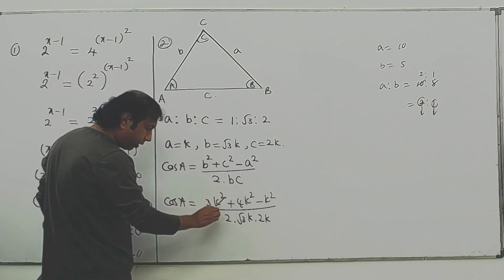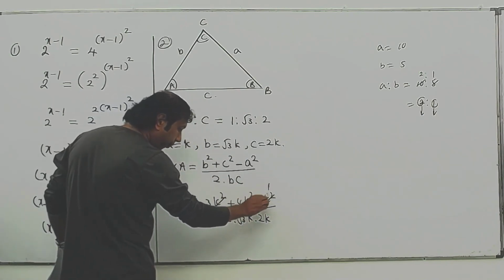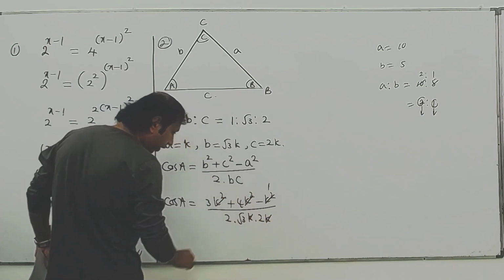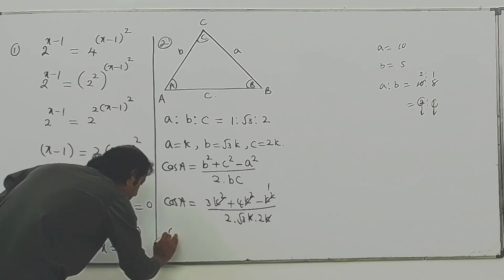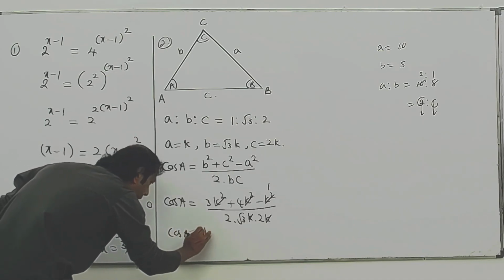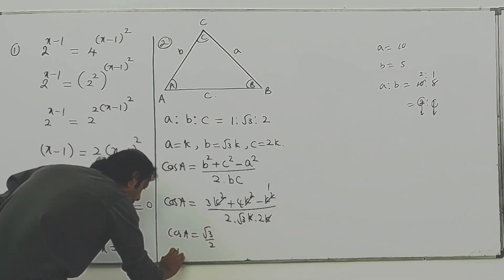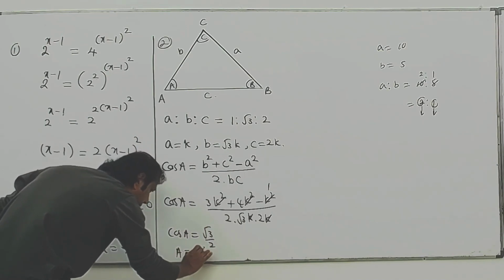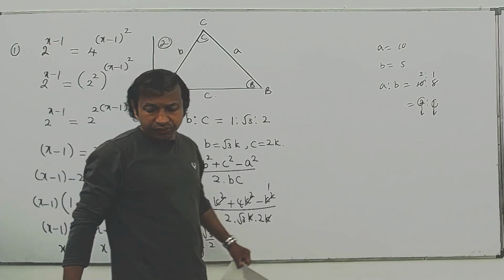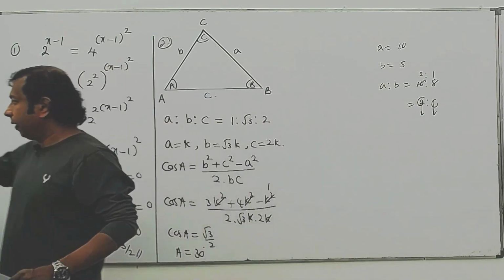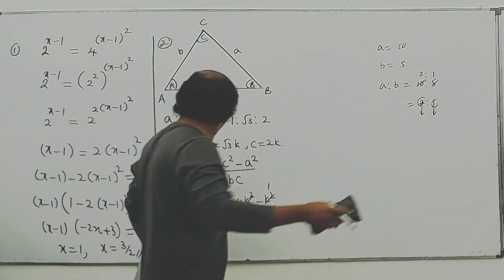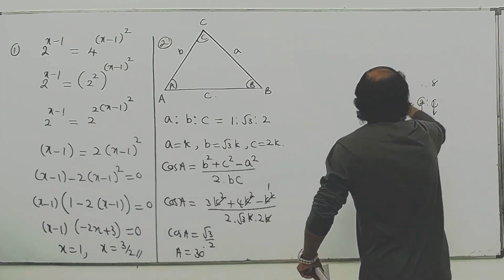This k squared you can cancel down with this. Right. When you simplify this, you get for cos A root 3 by 2. It means what is A, people? 30 degrees, no? A is 30 degrees. Angle A is 30 degrees. Right? Yes. And next one, you can write cos B and cos C.